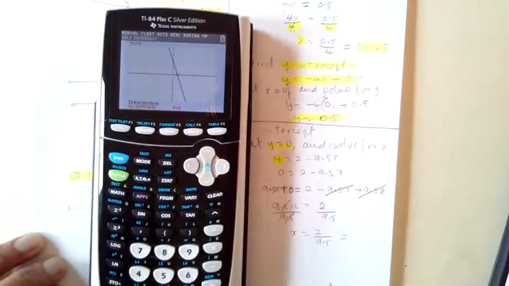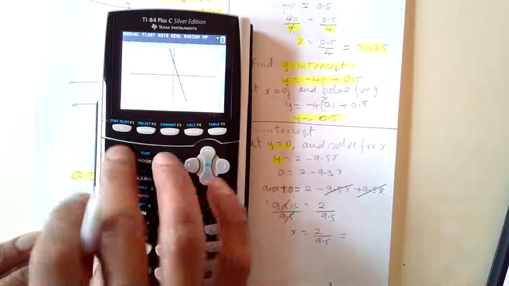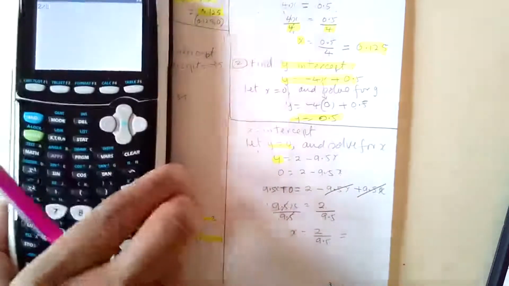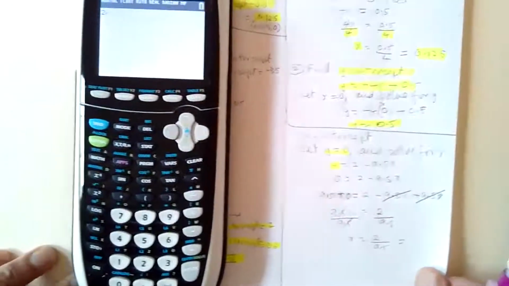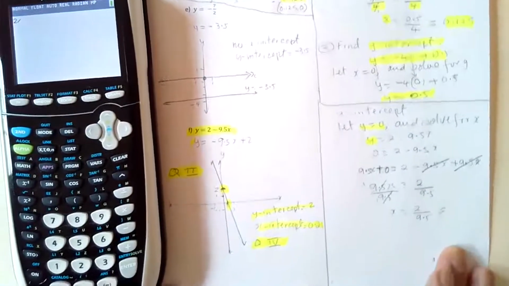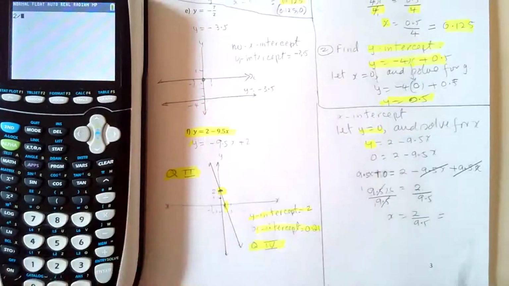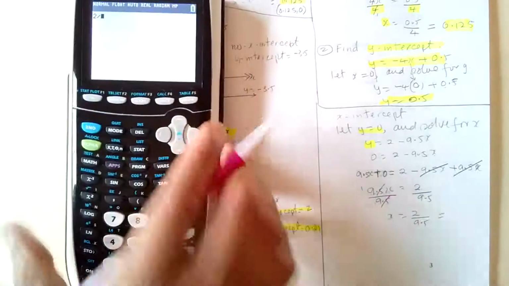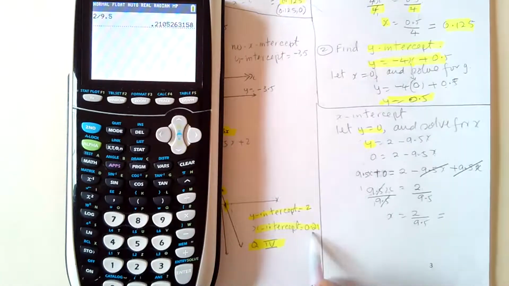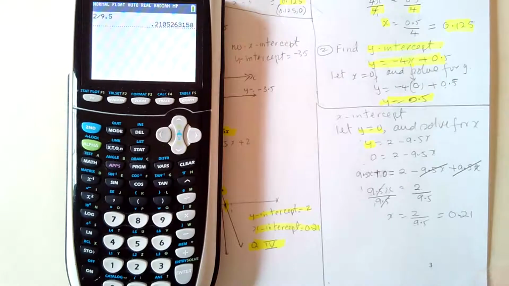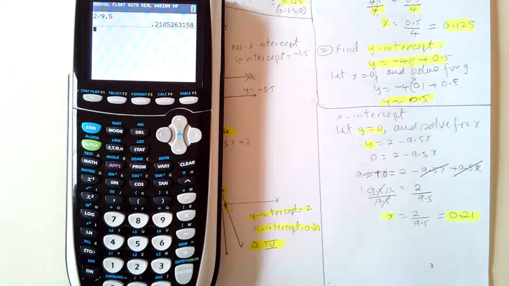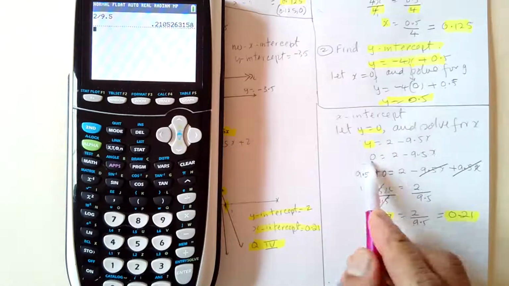This is where I need my calculator. So we have 2 divided by 9.5. So we'll put this part here again: 2 divided by 9.5, and the answer is 0.21, which is exactly what we have here. So the x-intercept is 0.21 because y is 0.